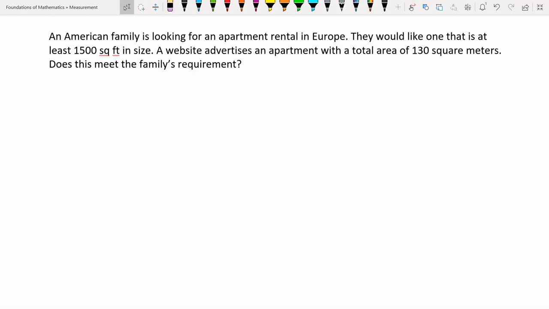All right, an American family is looking for an apartment rental in Europe. They want 1,500 square feet, and there's an apartment that's advertised with 130 square meters.